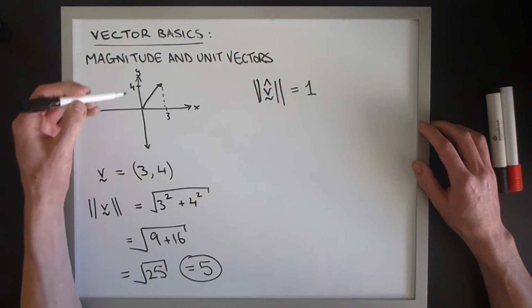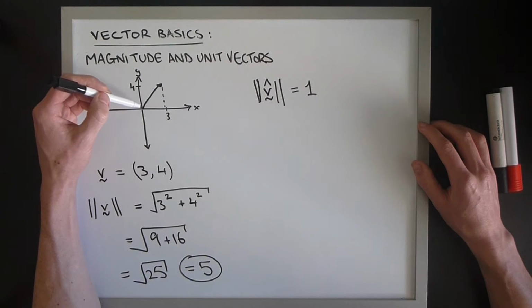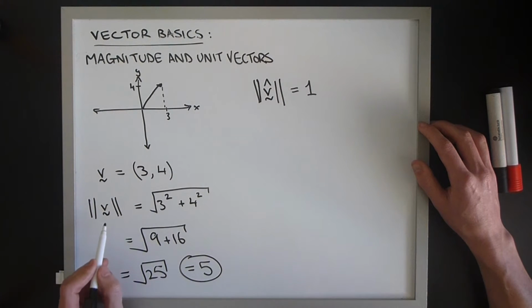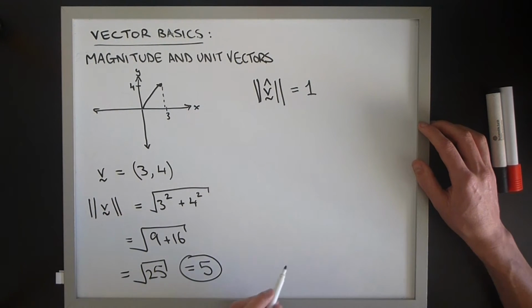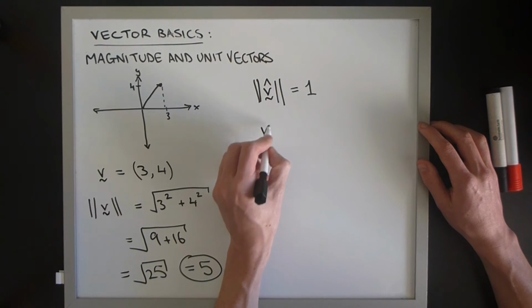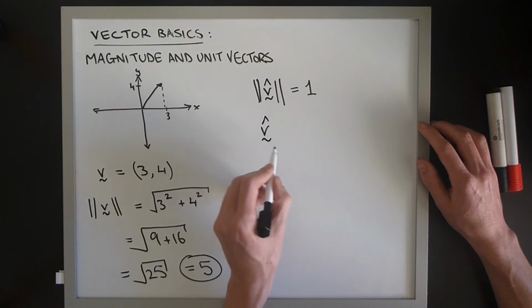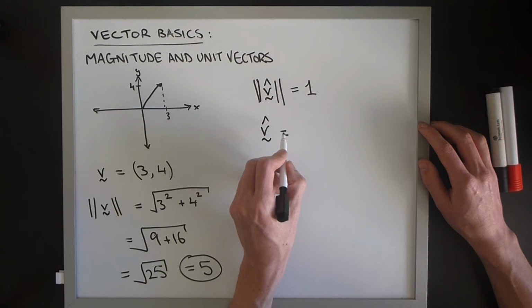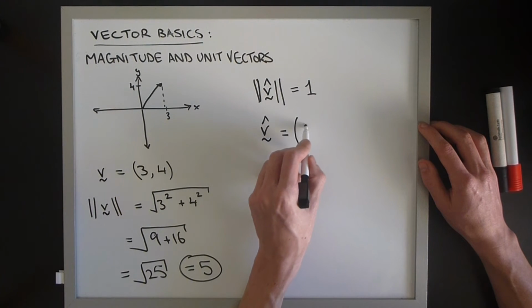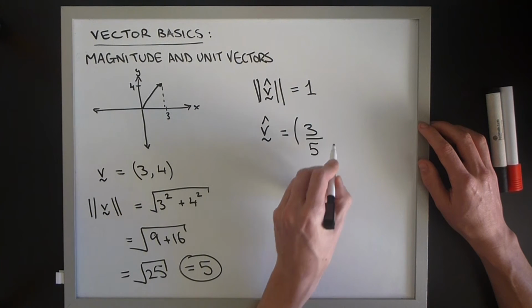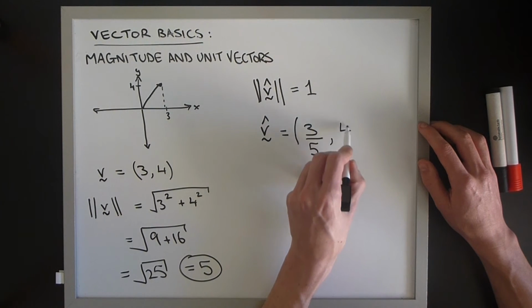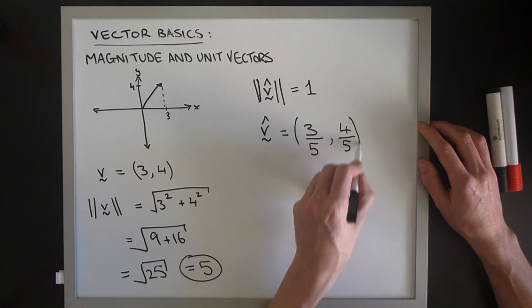Now, in order to work out a unit vector of any vector, we need to know the magnitude of the vector in question, and then once that is found, we apply that back to the components of the vector and we divide by its magnitude. So the unit vector v is 3 divided by 5 and 4 divided by 5.